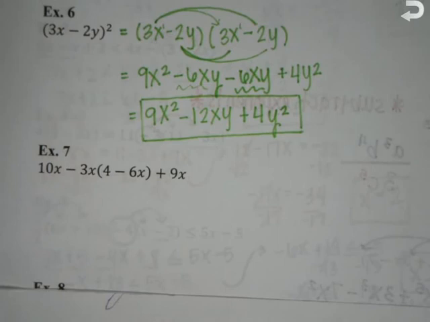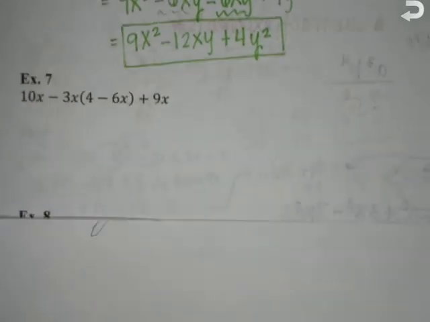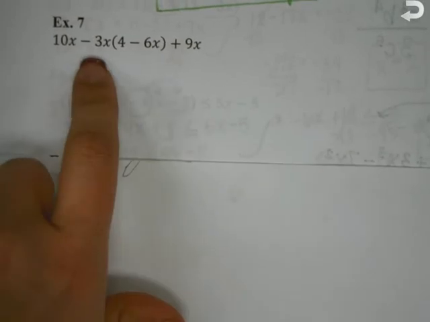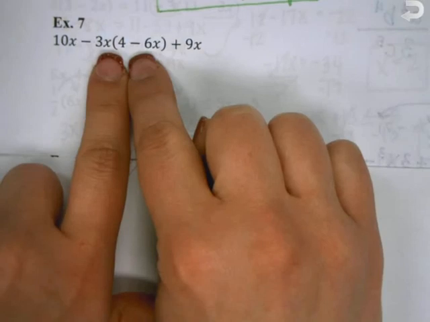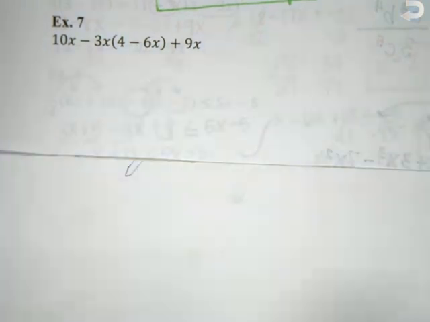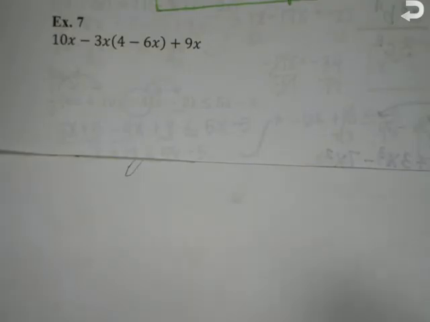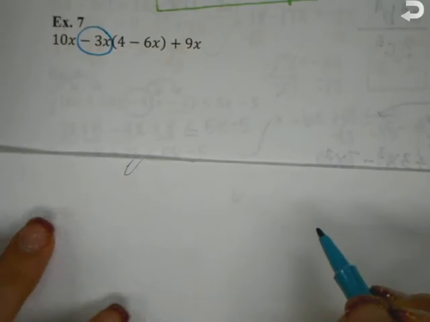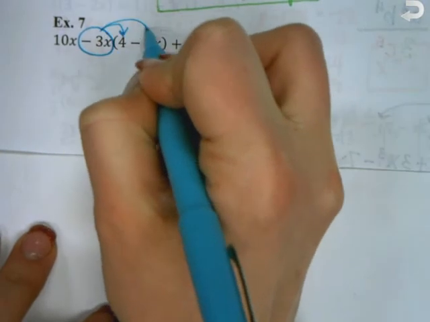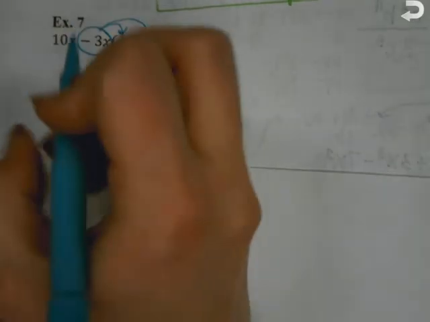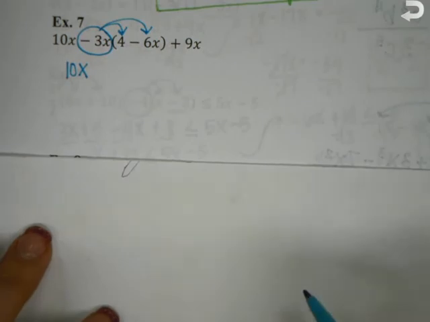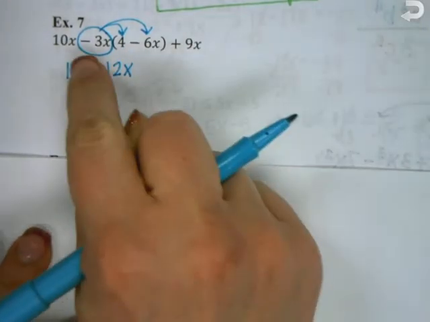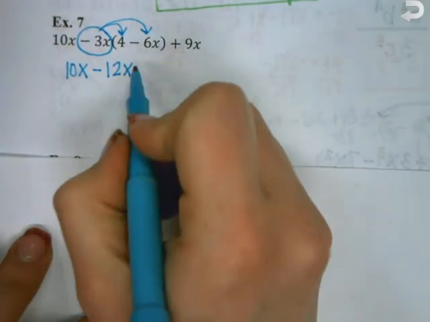Example 7: 10x minus 3x, all of that times 4 minus 6x plus 9x. First thing I have to do is I want to distribute that negative 3x. Please remember the negative. And then let's distribute. So that's going to give me 10x. Negative 3x times 4, negative 12x. Negative 3x times negative 6x, positive 18x squared. Plus 9x.